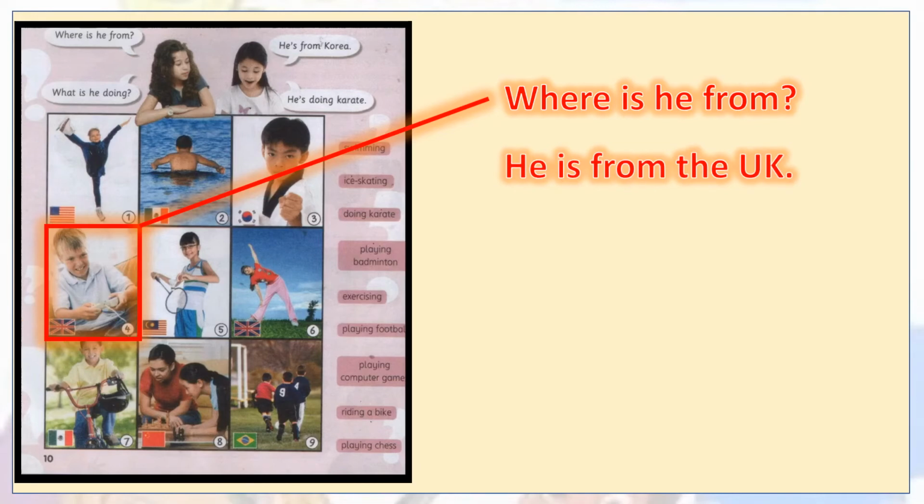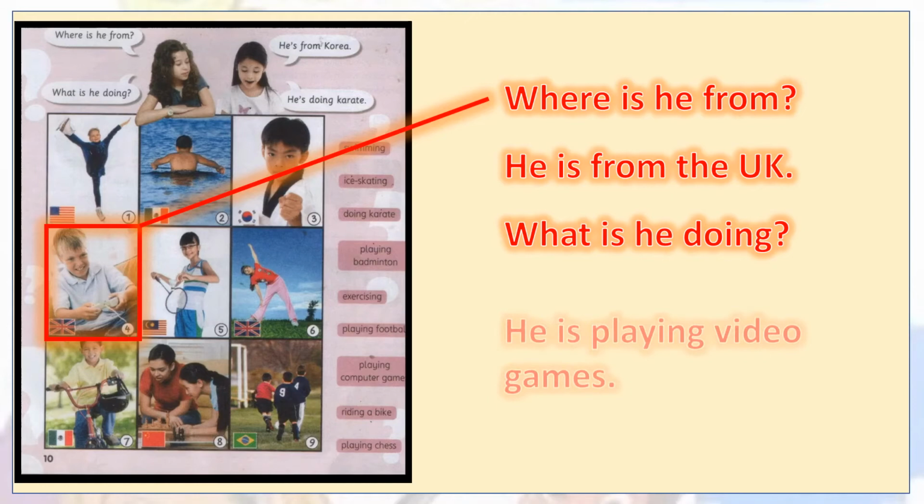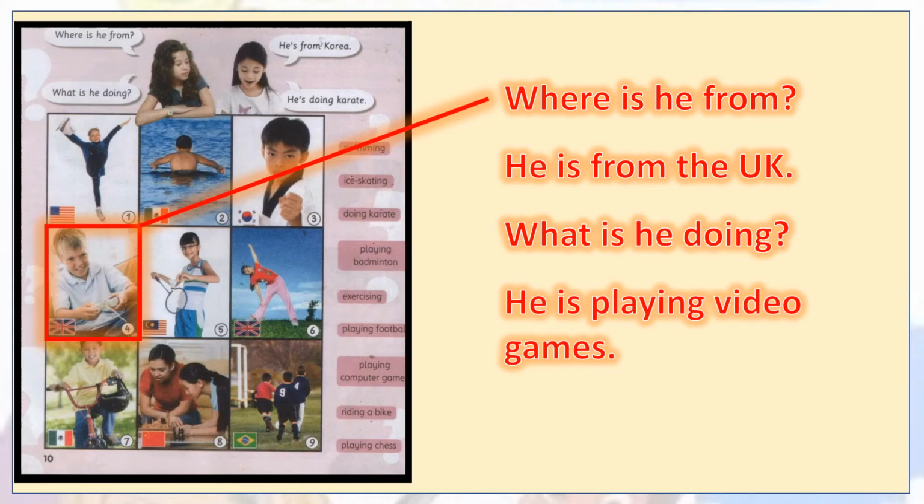We have learned about it in the first lesson. The UK, the US, America, Malaysia, Mexico, Brazil, Korea, China, all of that we have learned in the first lesson. So the first thing you need to remember is, where is he from? He is from the UK. You need to answer. The second one, what is he doing? And then the answer would be, he is playing video games. Look at the picture, you can see he's holding a controller. So this is the first example.